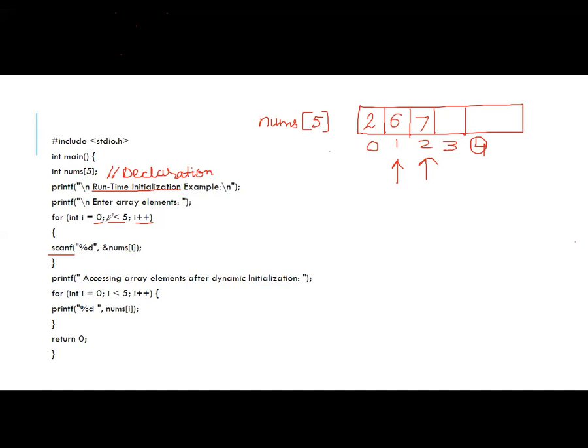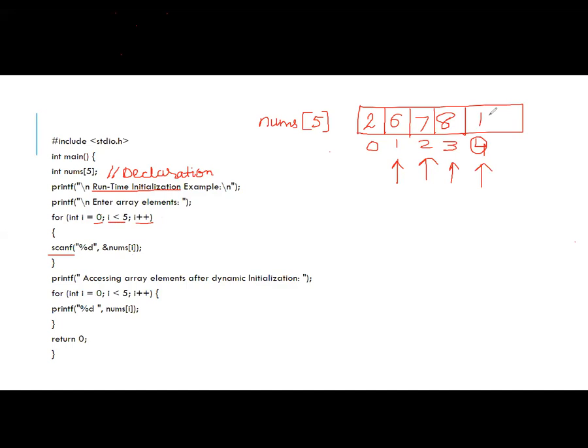Again, it is going to increment. What is the array index position now? 3. Okay, 3 is less than 5, right? So it will execute the loop. It is going to take some value, for example, 8. The user enters 8. Again, it is going to increment. The value becomes 4. 4 is less than 5, so it will execute the loop.